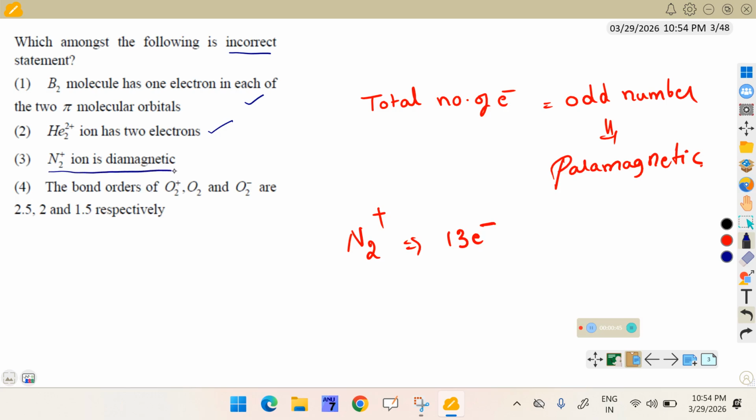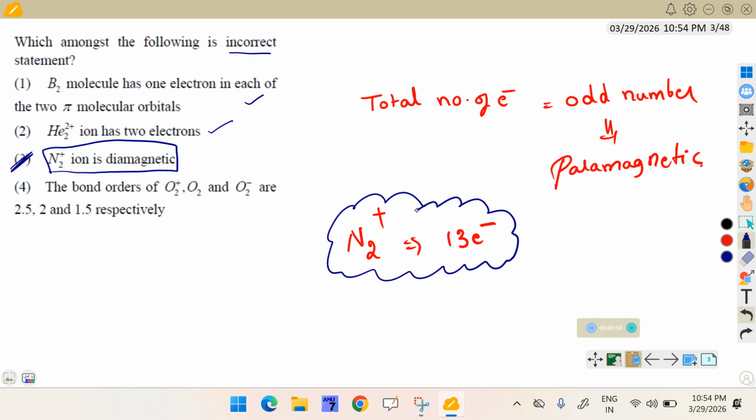N2 ion is diamagnetic. This is incorrect because in N2 plus, the total number of electrons is equal to 13. An odd number of electrons are present. That's the reason it is paramagnetic. N2 plus is paramagnetic, but the given statement says diamagnetic. That's the reason the third option is incorrect.